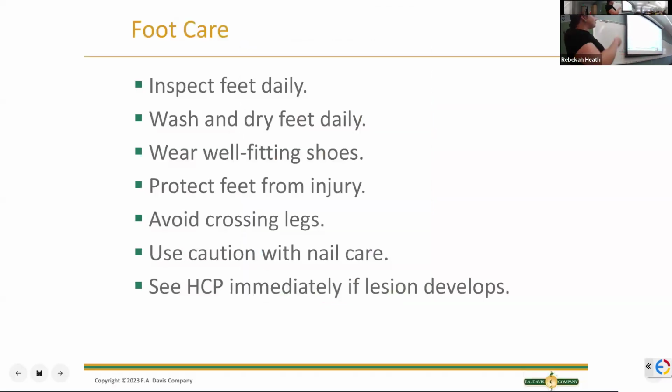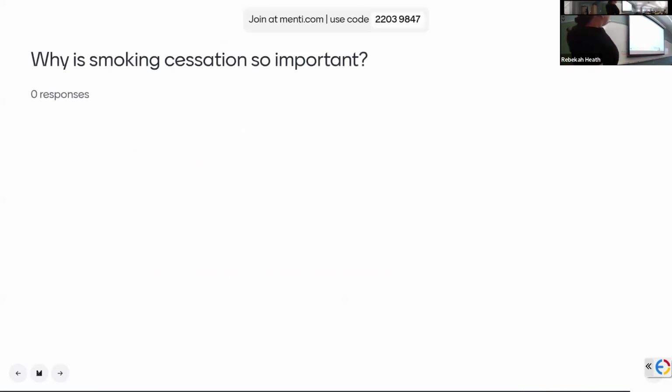So we talked about feet. One thing they say is avoid crossing your legs, which is another one about trying to not decrease any of the blood flow, right? Want to get good blood flow if we can. Why is smoking cessation so important for these guys? It's okay, you don't have to answer on here, but yeah, all of those, when we learned with cardiovascular, it affects all of those things and it just exacerbates all of these complications you can have with diabetes.